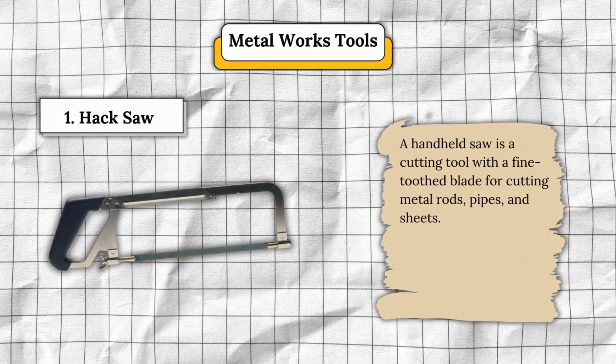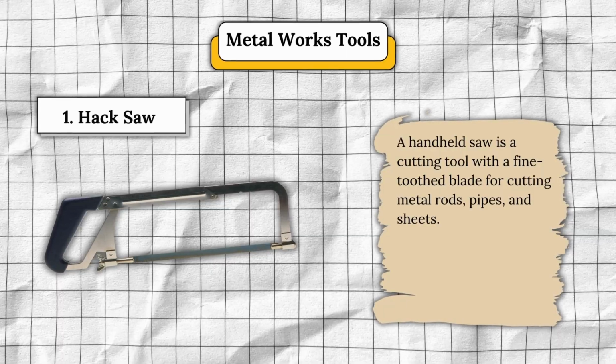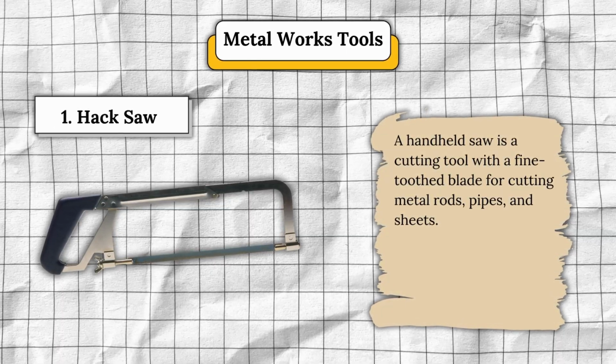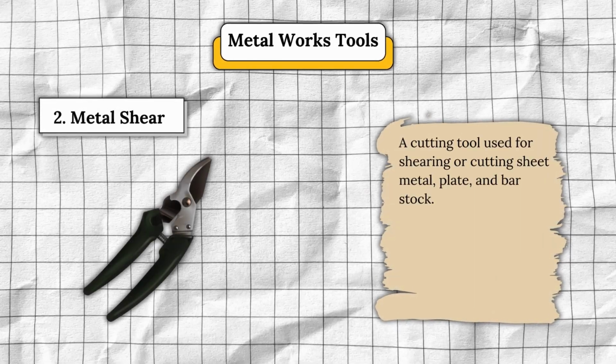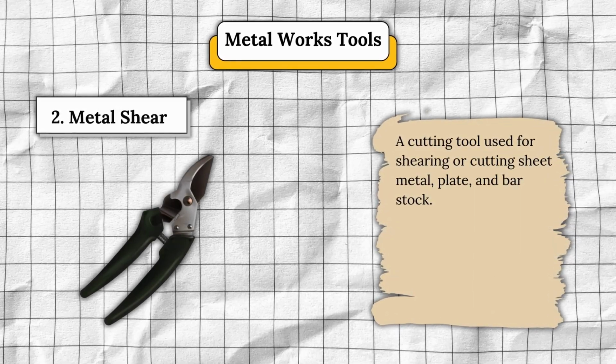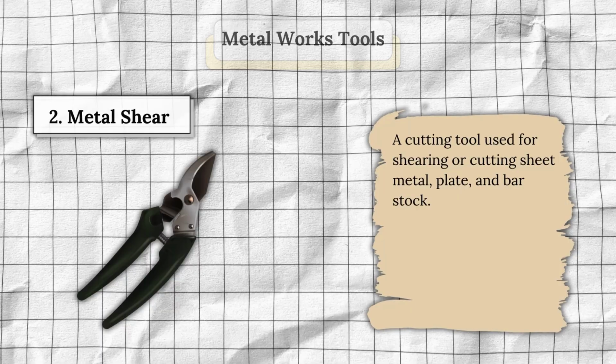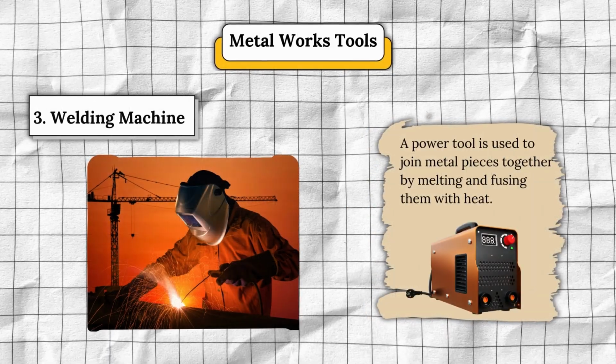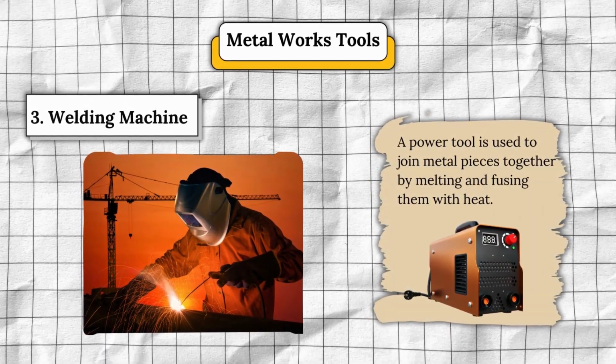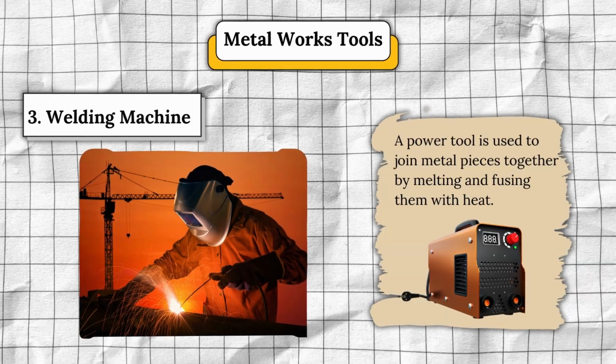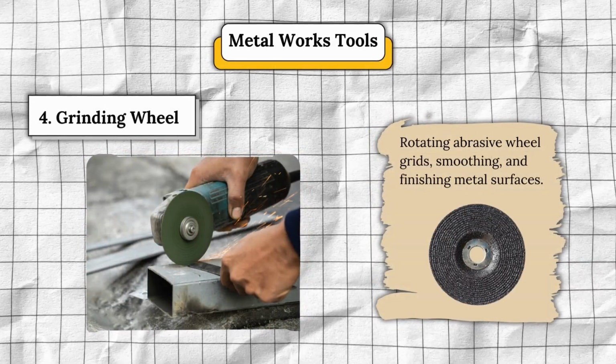Number 1. Hacksaw. A handheld saw is a cutting tool with a fine-toothed blade for cutting metal rods, pipes, and sheets. Number 2. Metal shear. A cutting tool used for shearing or cutting sheet metal, plate, and bar stock. Number 3. Welding machine. A power tool is used to join metal pieces together by melting and fusing them with heat.